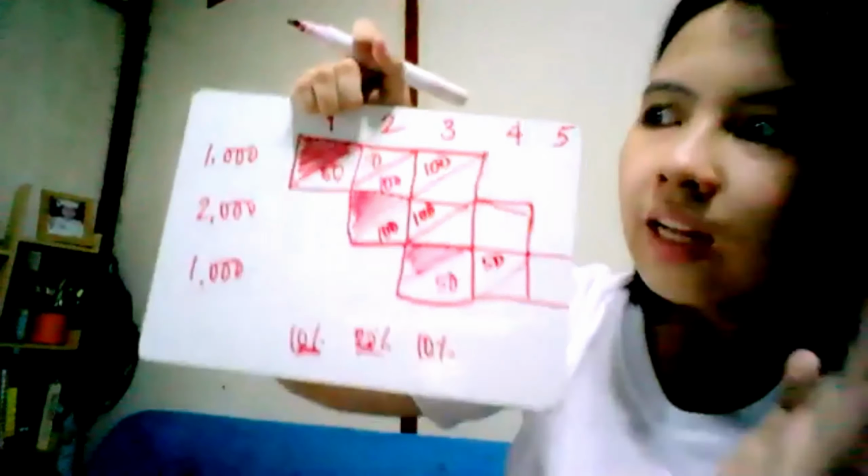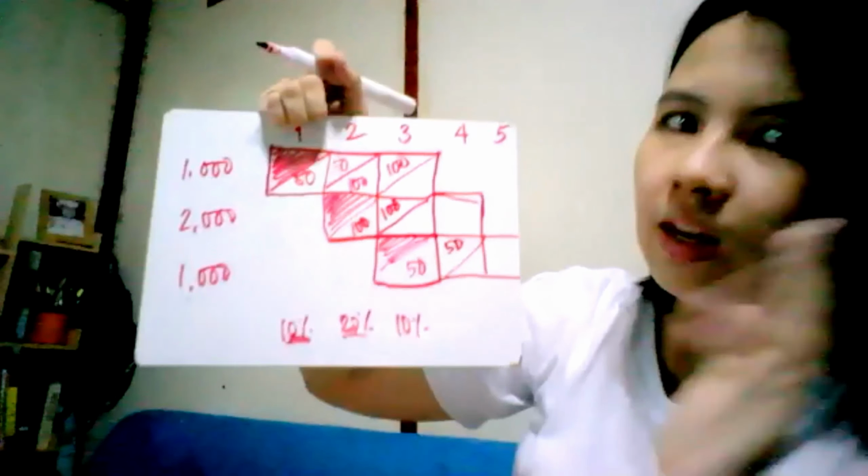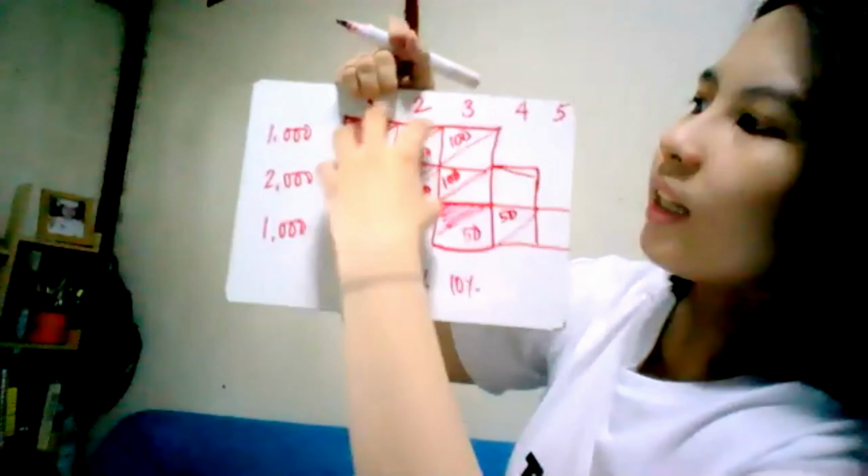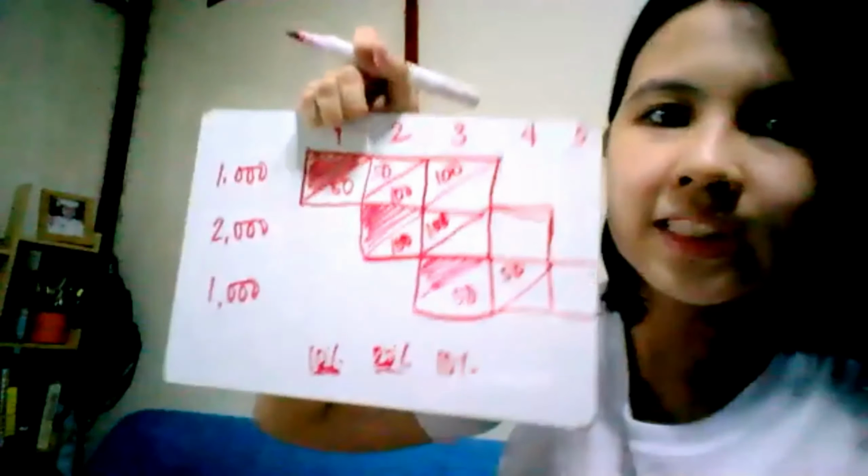Kung ang unearned ay tinatanong, for example, ang unearned na tinatanong ay for the end of year 2, then you'll have to add this up. Add mo tong lahat ng to and then i-minus mo dun sa total contract price. So, ayan.